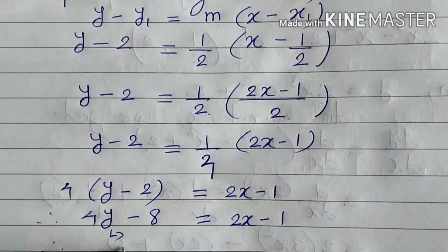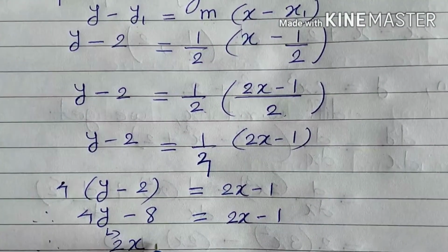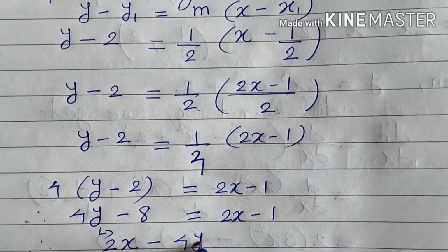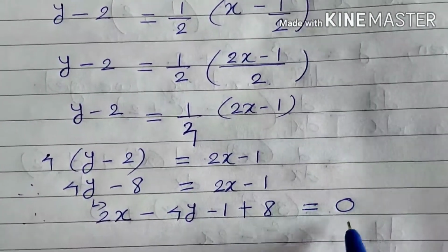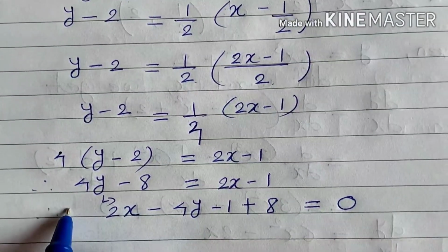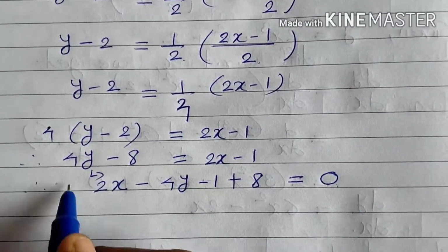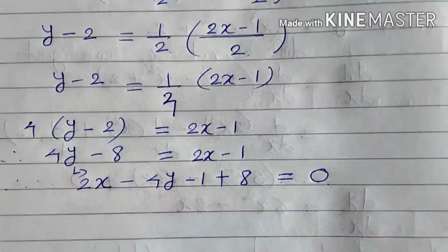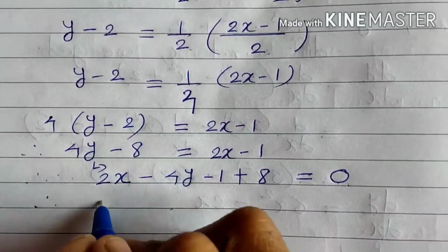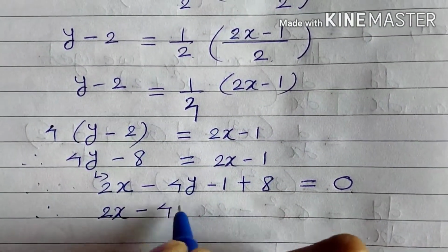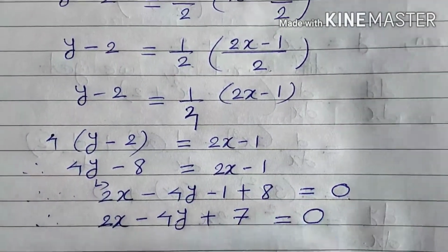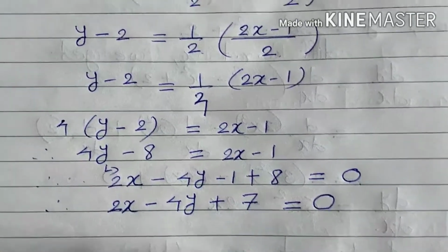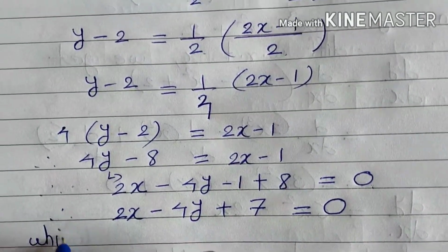Take this all on this side. So like that 2x minus 4y minus 1 plus 8 is equal to 0. I am writing it in 0. So therefore 2x minus 4y plus 7 is equal to 0, which is the equation of tangent.